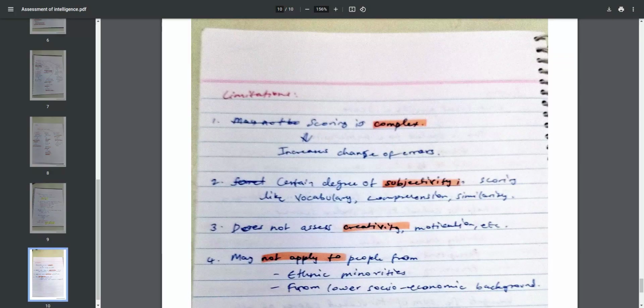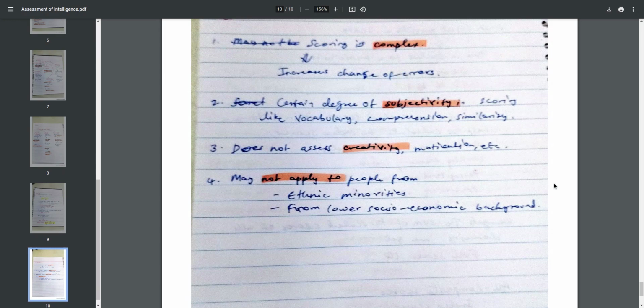This is what I've discussed earlier. So in vocabulary, for example, they are given an easy word. It is very subjective what is easy and what is difficult. And obviously it does not assess creativity, motivation, emotional intelligence, etc. So that's a drawback of this.